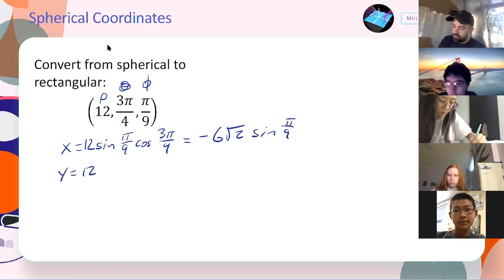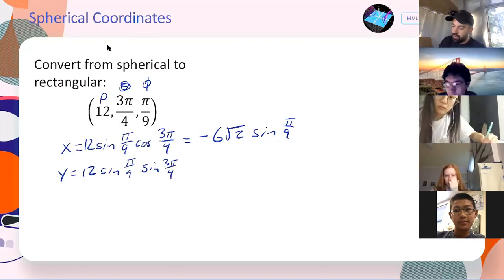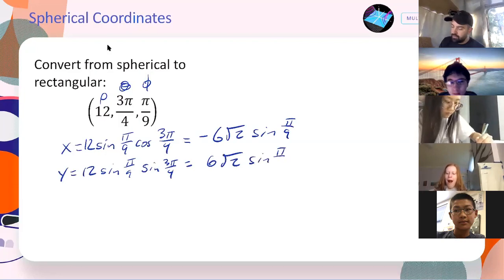Y equals rho sine phi sine theta. So the only difference there is sine is positive. So I'll have a positive 6 root 2 sine pi over 9. And then z is rho cosine phi, which you can just leave because that's not a unit circle value.